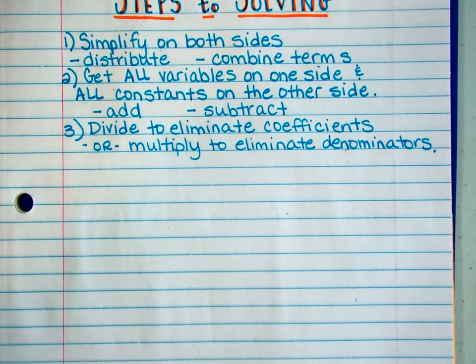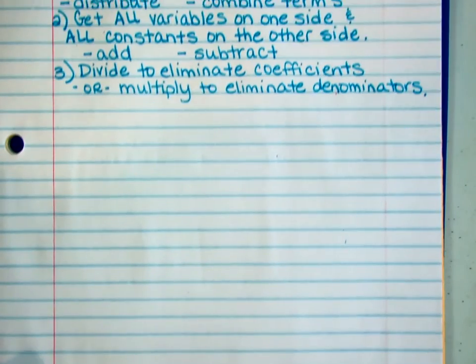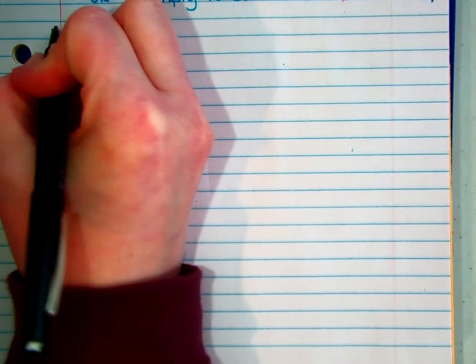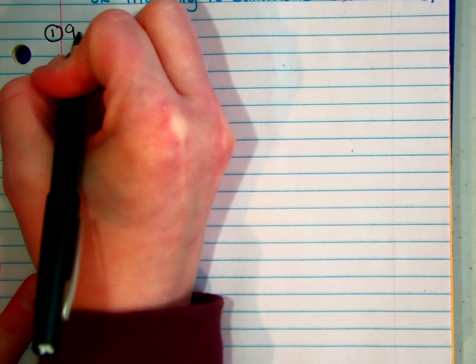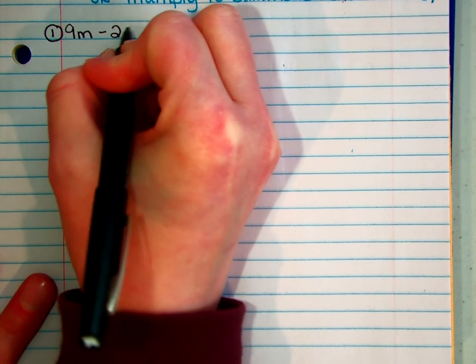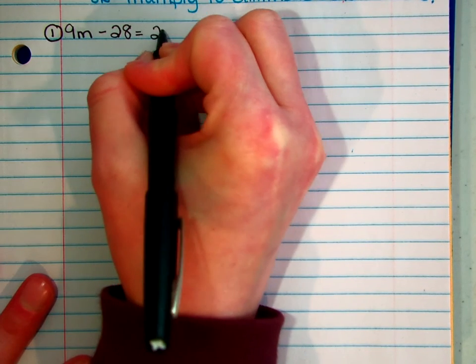Alright, so now that we have our steps written down, we are ready to solve some of these. I will be using several colors today because we will have to combine some like terms, so keep that in mind. So let's work a few examples together. The first example we're going to look at, slide that up. Example number 1, I'm going to start it really slowly and gradually build up, throwing in the distributive property for you. We have 9m minus 28 is equal to 2m.